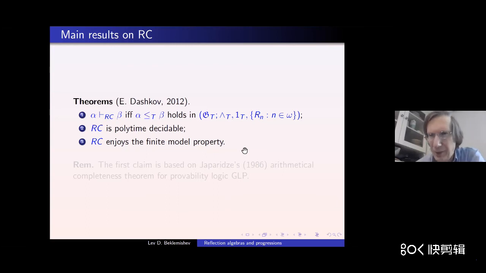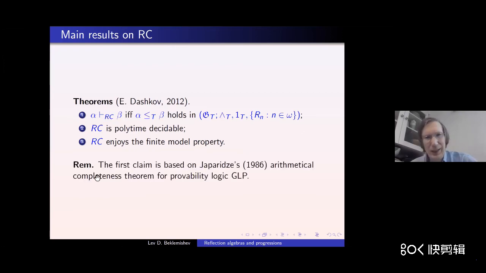And it is accompanied by a Kripke completeness. Then there is a Kripke model. Kripke models for the logic RC, and RC enjoys finite model property. The first result is most significant of them all, but it is a consequence of something more general known from the work of Japaridze in 1986, in fact, from a very old work of Japaridze concerning the provability logic GLP. So these are the main properties that show that RC is a relatively good and nice system.